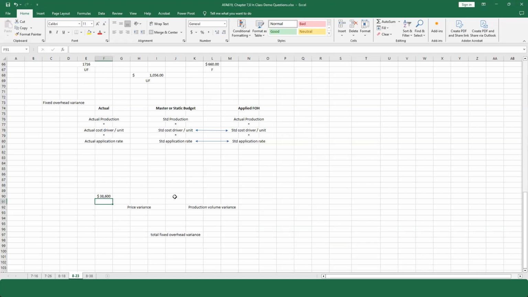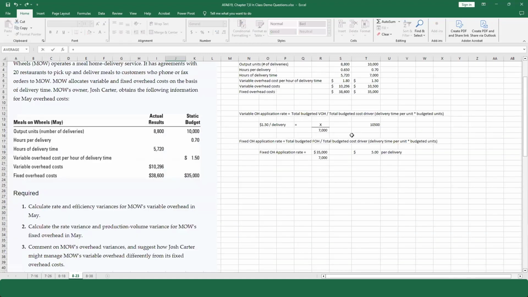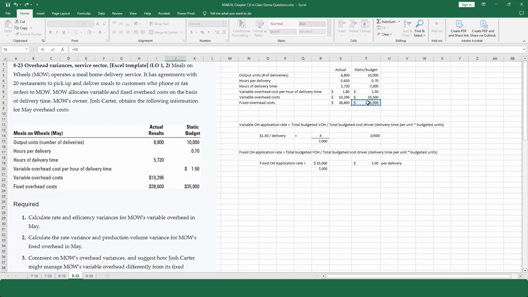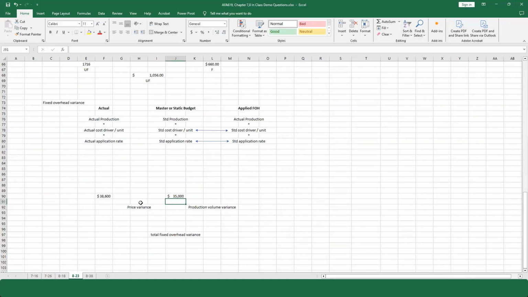And then it says over here, okay, what was our master or static budget? Well, we already calculated this. It was 35,000. Remember how we calculated that? So now we can take the difference between these two. And we can say whether this is favorable or unfavorable. Well, I was supposed to spend 35 and I spent 38. This is bad. It's unfavorable.